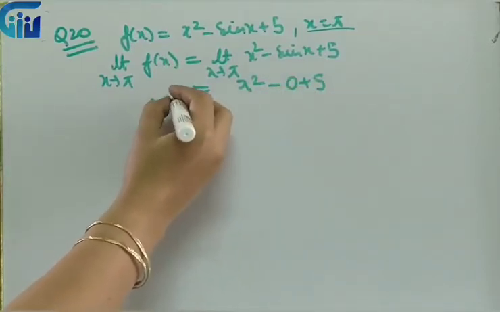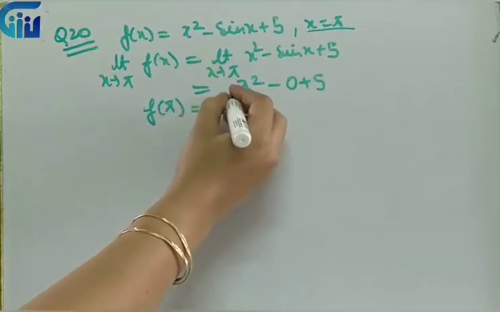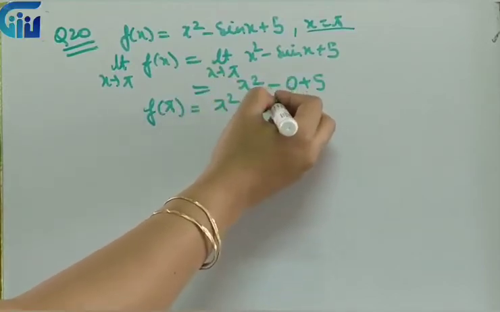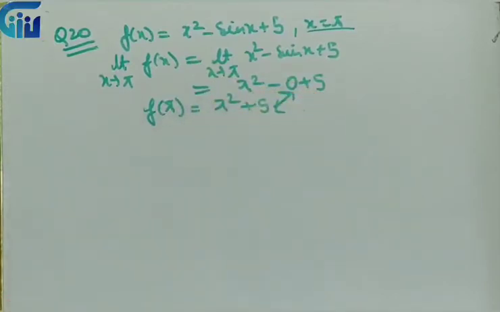Now what will be f of pi? f of pi will again come out to be pi square plus 5. And since both are equal, hence the given function is continuous at x is equal to pi.